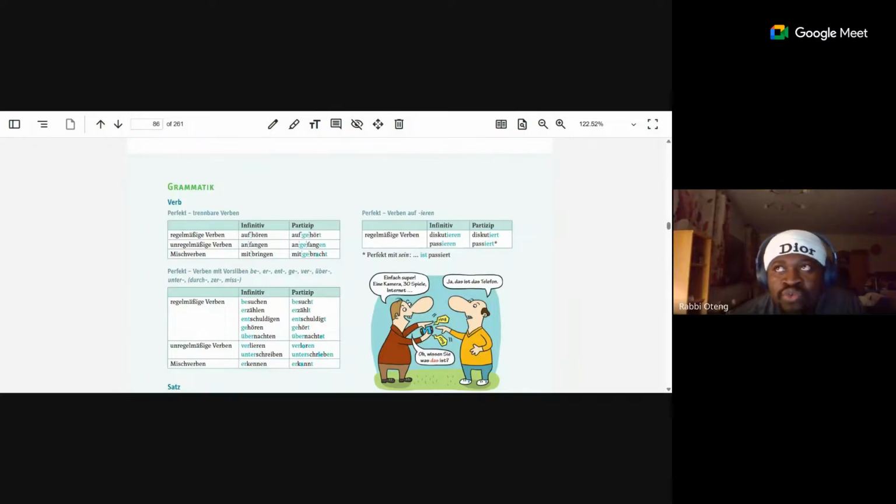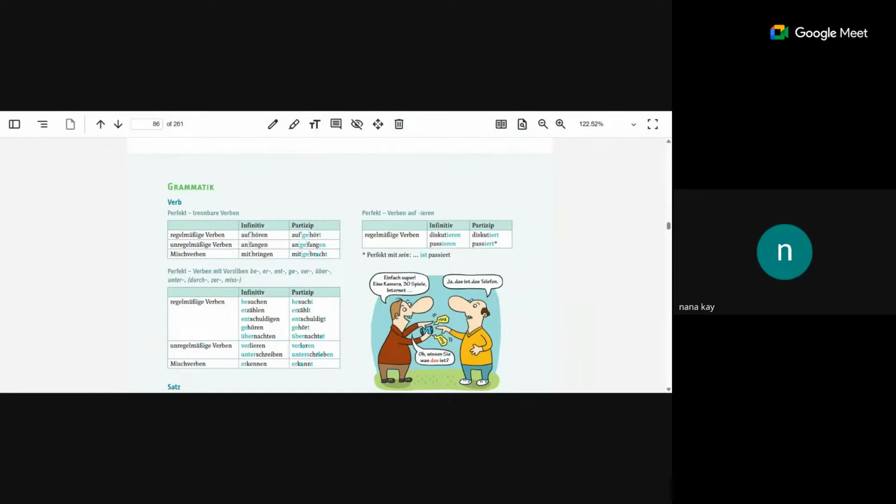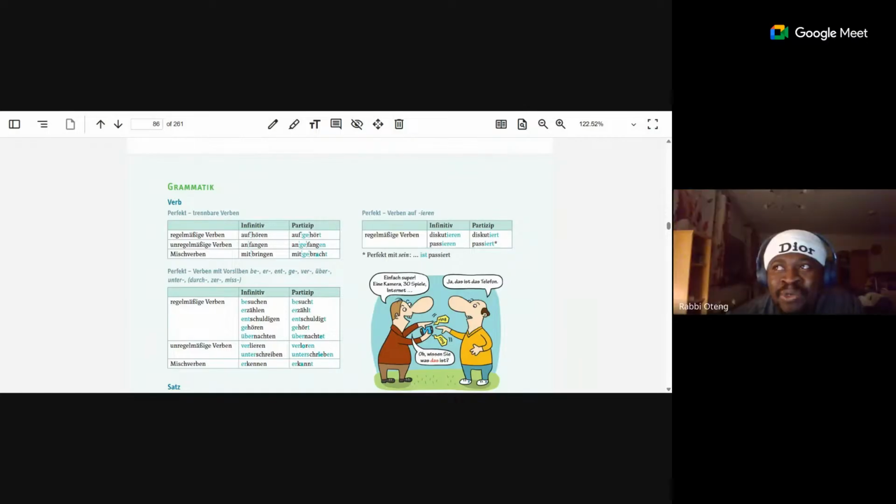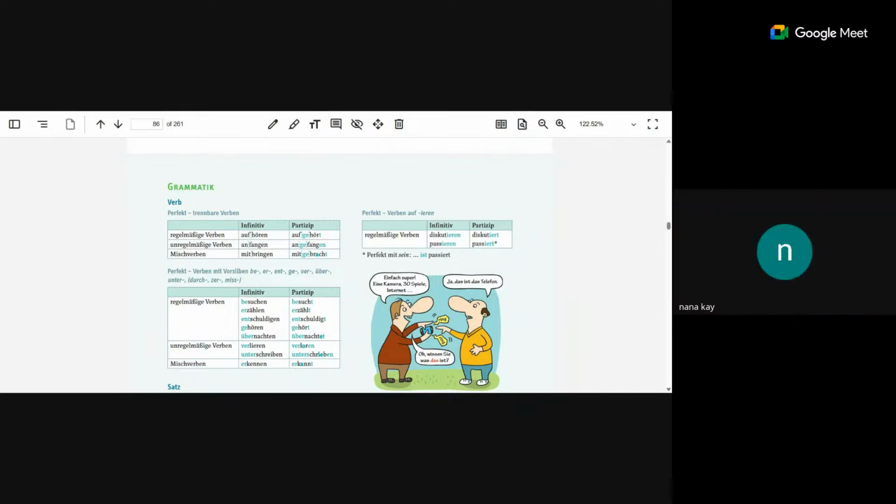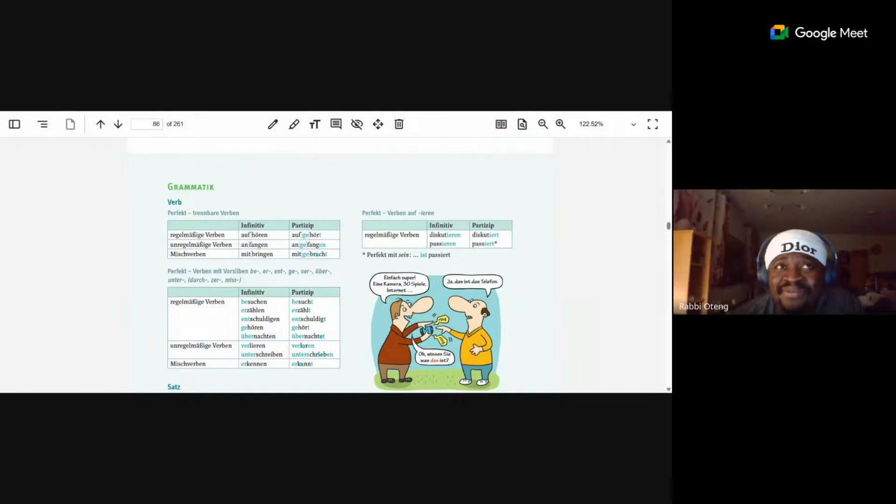Then erkennen is to recognize. Anerkennen also means to recognize. But when you use anerkennen, it has an inseparable prefix.